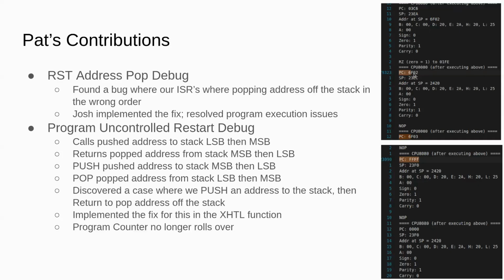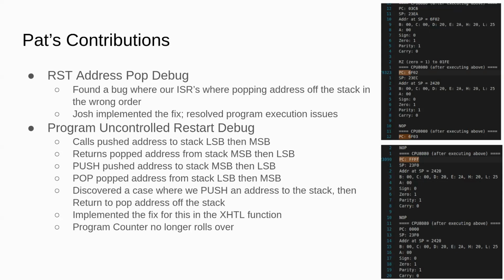But when we pop the wrong address into the program counter, we increment, and we are just outside the bounds of the actual program. And we get all the way up to FFFF, roll over to 0, and restart the game. And the issue here was fundamentally because calls and returns push and pop addresses onto the stack in a different order than pushes and pops do. And I discovered a case where we actually push an address onto the stack and then call a return to pop it off. And so the strategy conflict there caused us to have the address populate in the program counter in the wrong order.